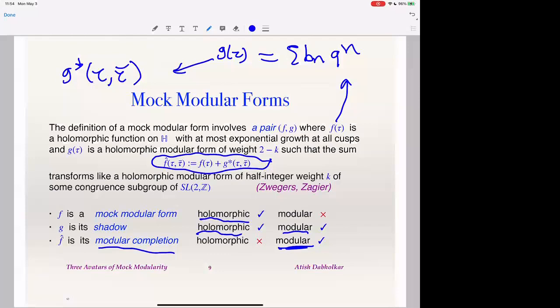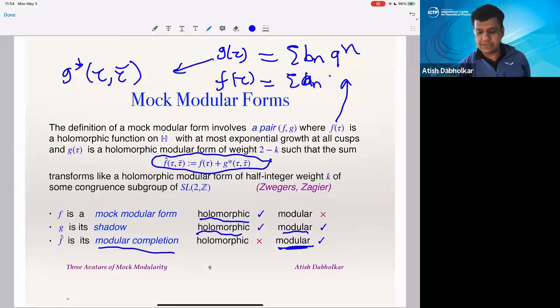You haven't told us yet what G star is. It's just something that you're going to construct from G. So F(tau) has a Q expansion, G(tau) has a Q expansion. However, F is not modular, G is modular, but what we really need is G star, which is not modular and it is not holomorphic.